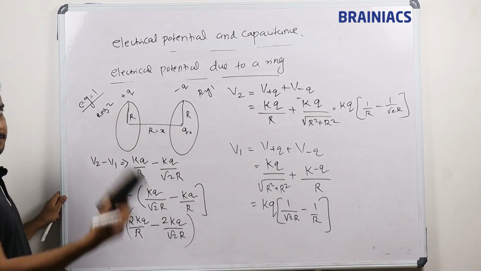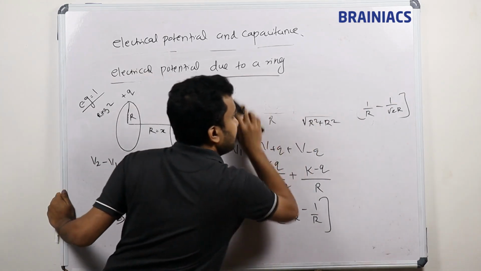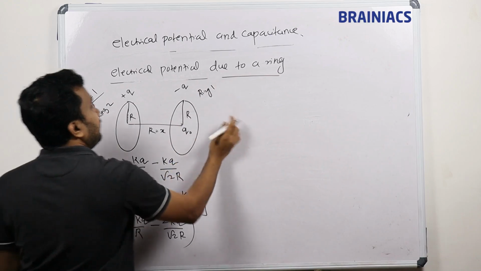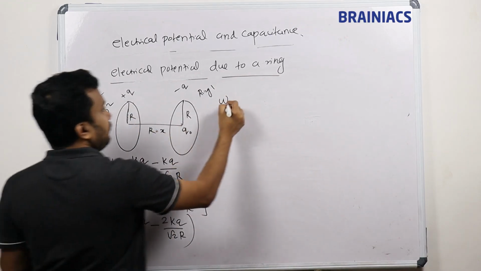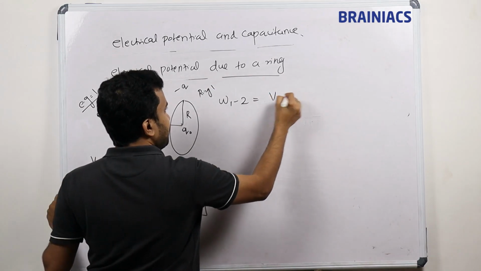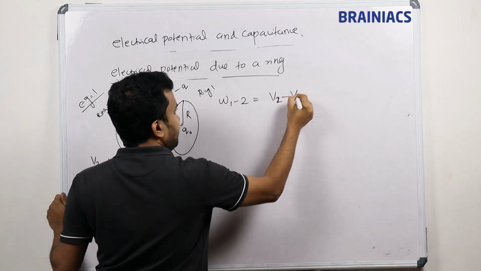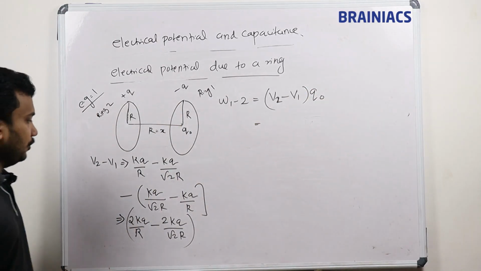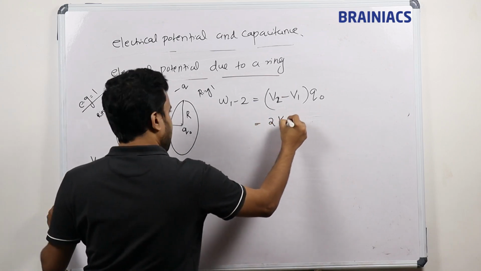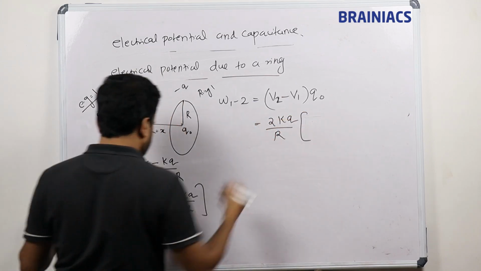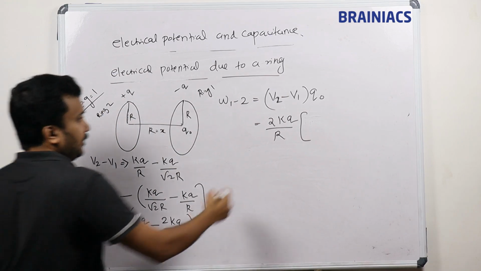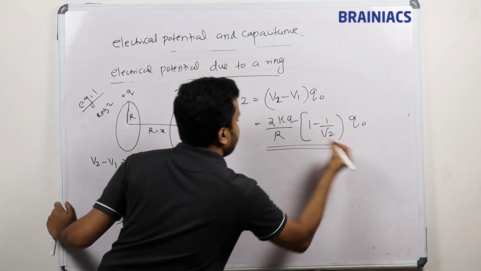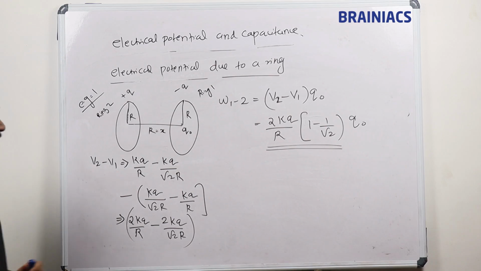You have to pause the video and write it along with me. Now we have found the potential difference. So I'm clearing this side of the board, and what we need to get is the work. The work from 1 to 2 is equal to the potential difference V2 minus V1 into the charge Q0. V2 minus V1 we already got, 2kq divided by r, which is a common factor. You can take it outside. So it is 1 minus 1 by root 2 times q0. This is the answer for this one.